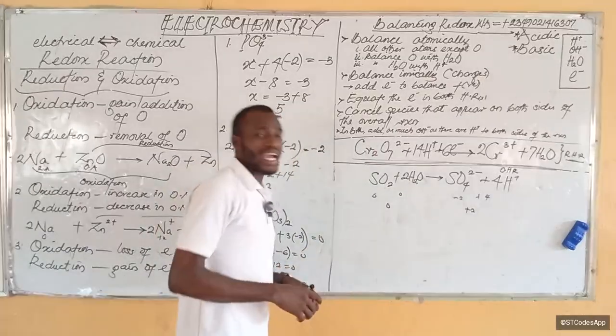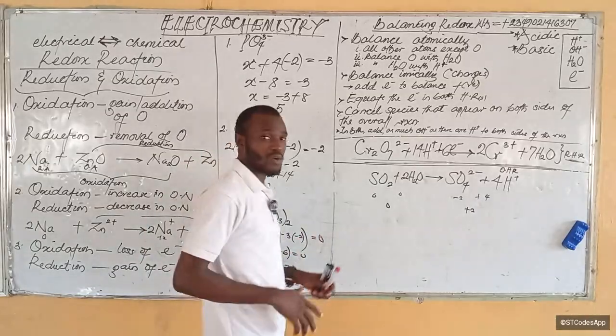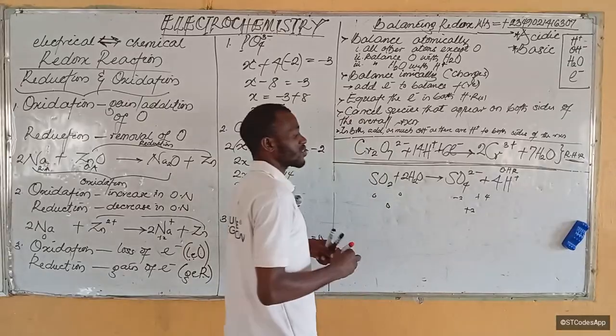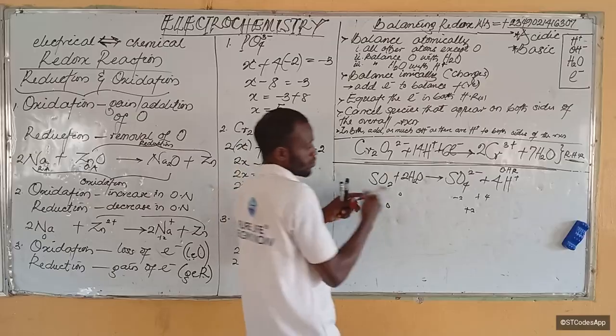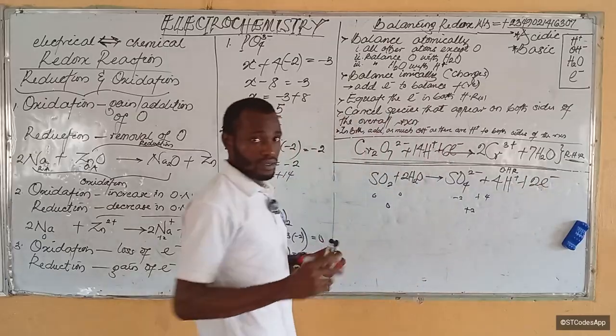So now, where do we add electrons? Add electrons to the side that is more positive. So which side is more positive? This side. So how many electrons are we adding to become 0? We add 2 electrons.